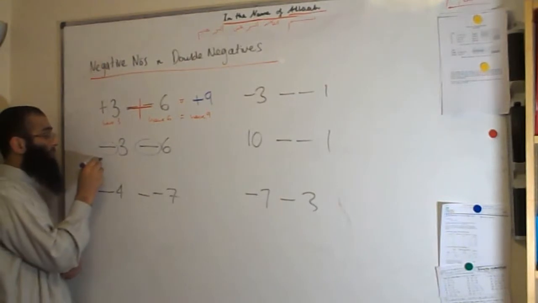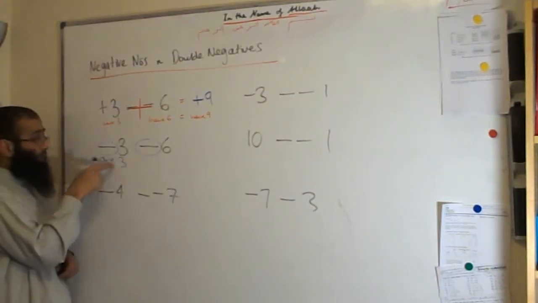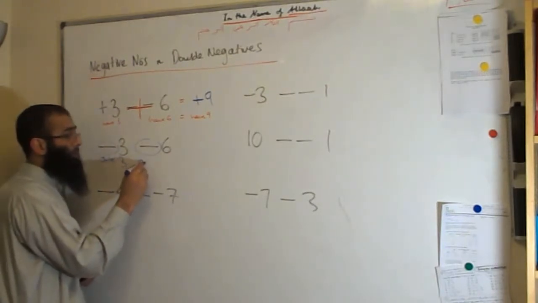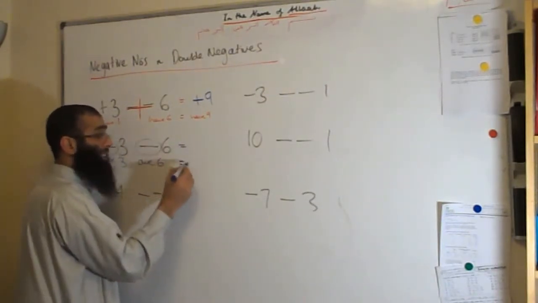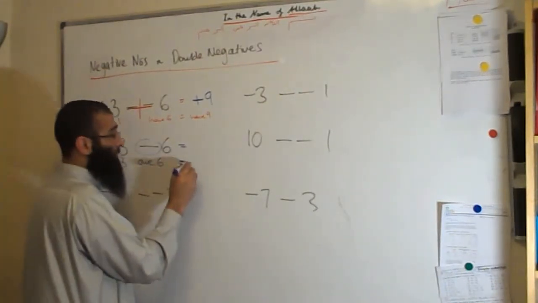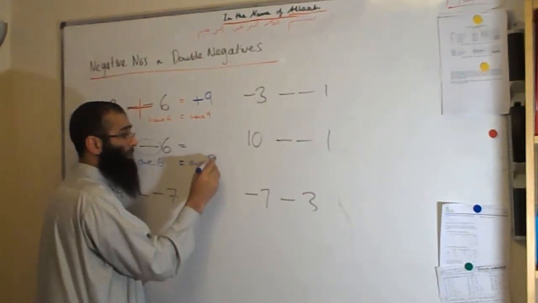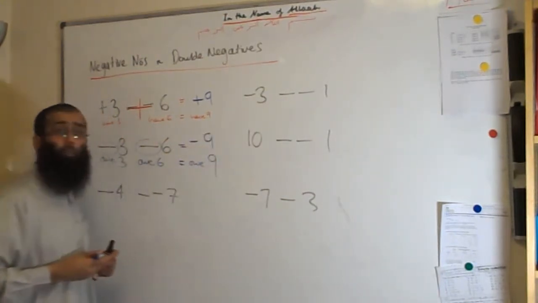So that means here, what does this mean? Minus 3 means that you owe 3. And minus 6 means that you owe 6. So think of it like this. You get to the counter, you owe me £3 and you owe me another £6. So you owe me altogether £9 and the owe means minus 9.